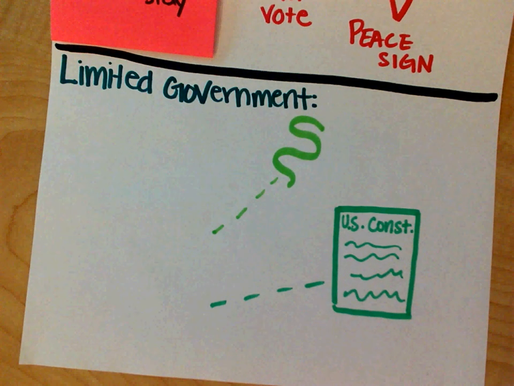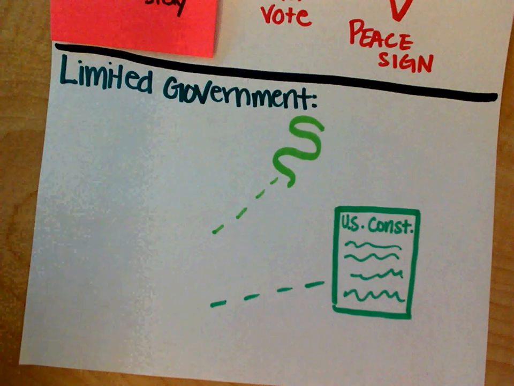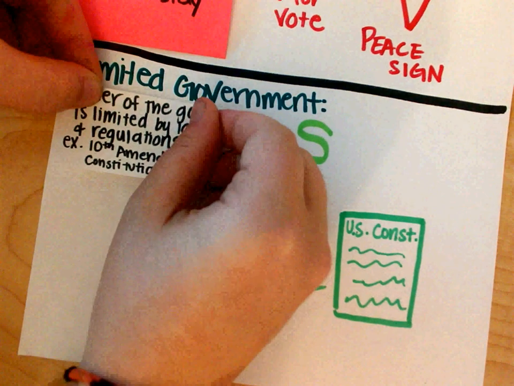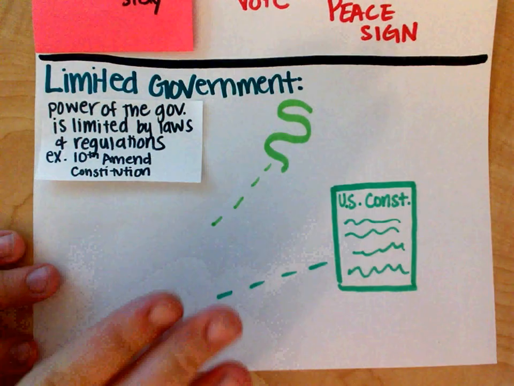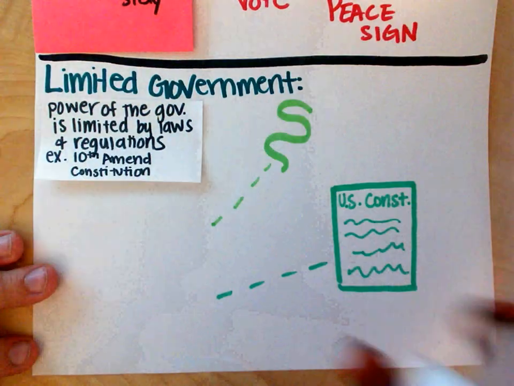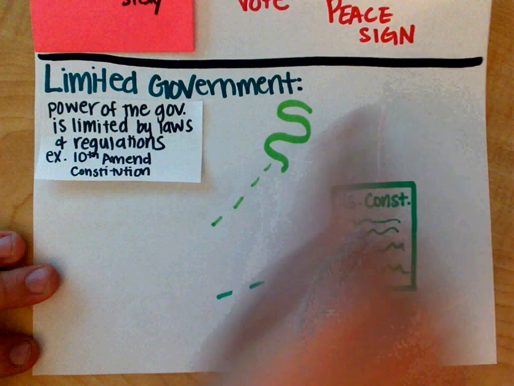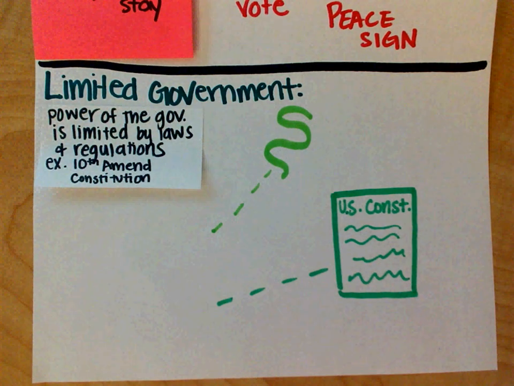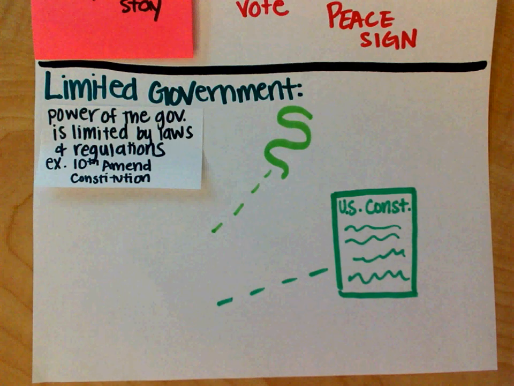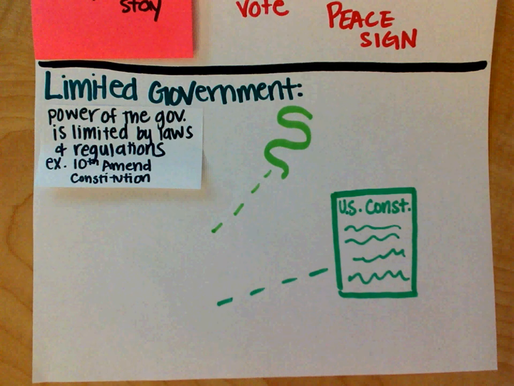Next will be limited government. Basically, this is simply the idea that the government doesn't have infinite power. The power of the government doesn't go on and on forever. In fact, it's limited by the Constitution and likewise by the 10th Amendment.